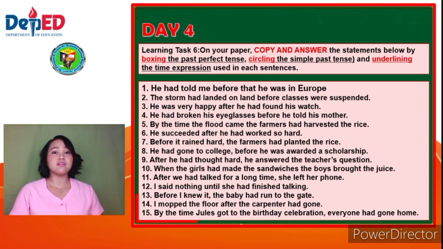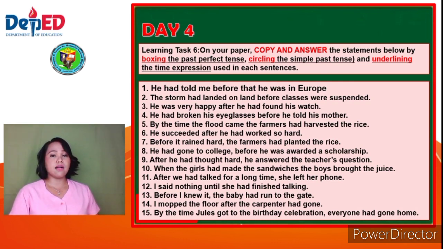Now, I hope you already know what to do in this activity. Number 2, the storm had landed on the land before classes were suspended. 3, he was very happy after he had found his watch. 4, he had broken his eyeglasses before he told his mother. Number 5, by the time the flood came, the farmers had harvested the rice. Number 6, he succeeded after he had worked so hard. 7, before it rained hard, the farmers had planted the rice.